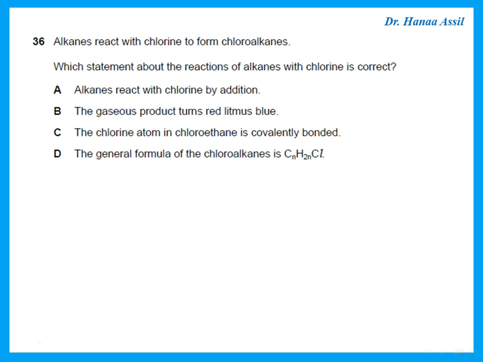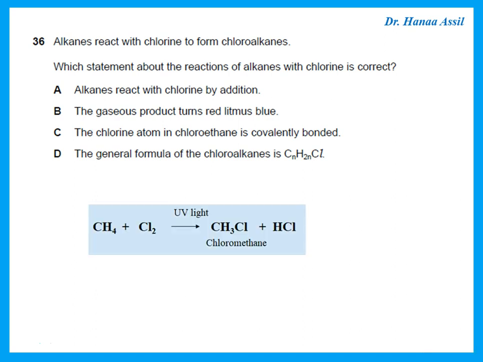Alkanes react with chlorine to form chloroalkanes. Which statement about the reactions of alkanes with chlorine is correct? Remember that when alkanes react with chlorine, this is called a substitution reaction, and if he's asking for the condition, it is UV light. And we said when alkanes react with chlorine or bromine, we remove one of the hydrogens and we put one chlorine, so that the other product is HCl. So which of these statements is correct?